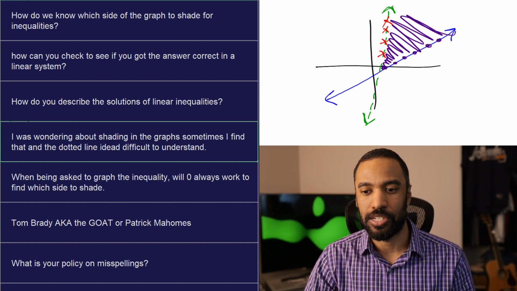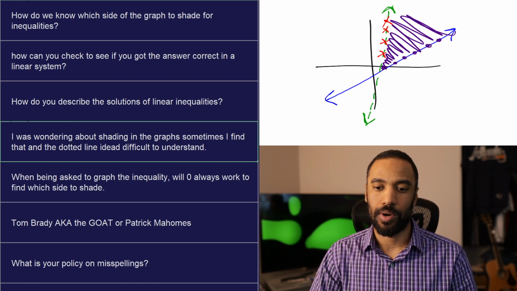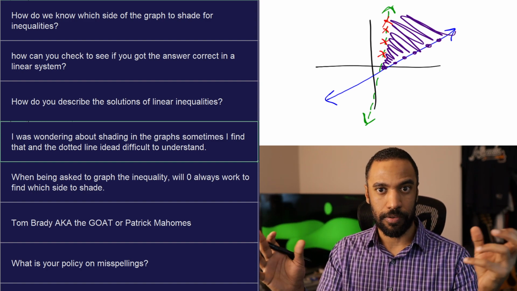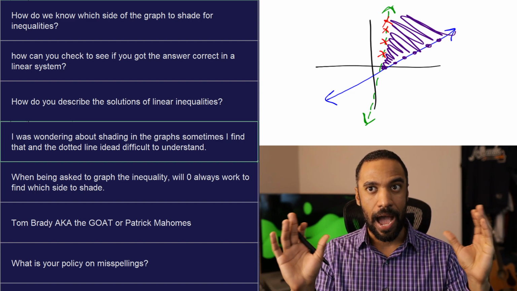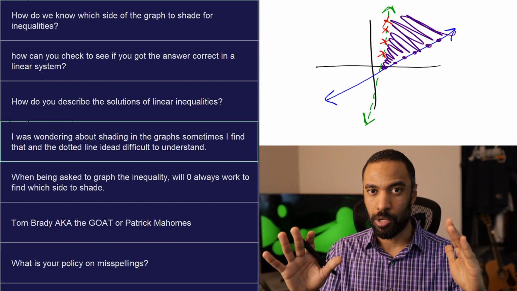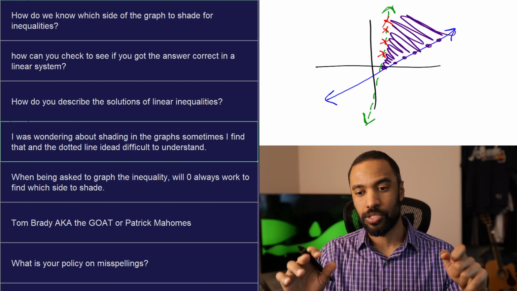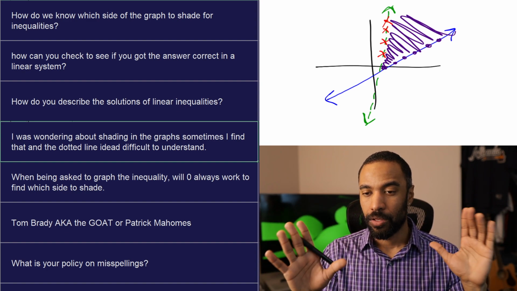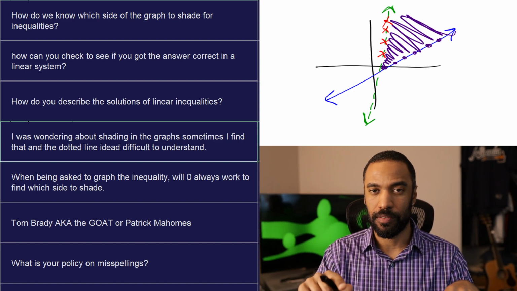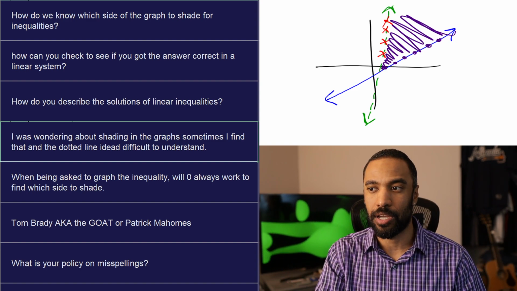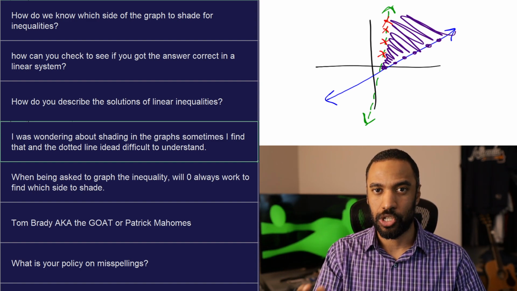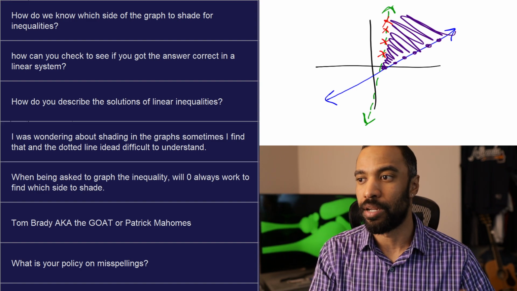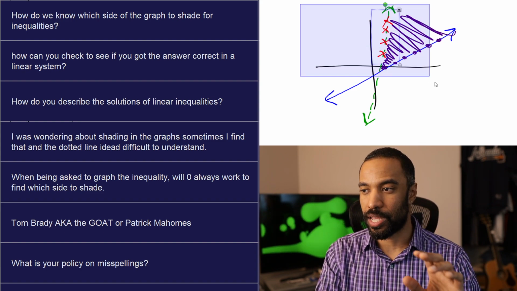All right, I was wondering about shading in the graph. Sometimes I find that and the dotted line idea difficult to understand. Okay, let me bring this about in another light, because so far you guys have been hearing how you know which way to shade. Some people still might not know what the shading represents. So if you're asking how to know which way to shade and whether you do dotted or solid line, look to the timestamps I'm going to give you for some of the previous times that I answered that. Otherwise, for your question, I'm going to go ahead and answer what the shading is for. I already answered what the dotted and solid line is for, so check that timestamp. But why are we shading? Why are we shading, guys?